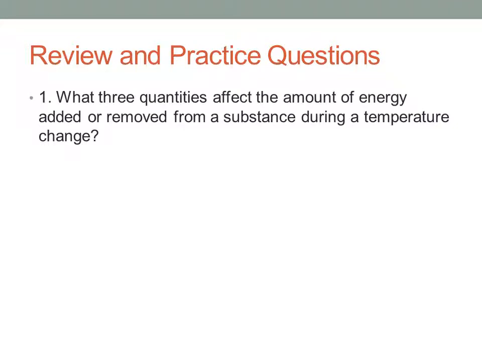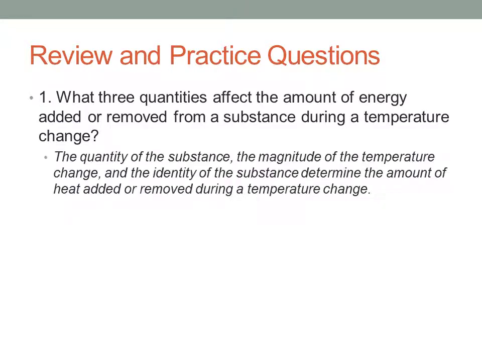Question 1. What 3 quantities affect the amount of energy added or removed from a substance during a temperature change? The quantities are the quantity of the substance, the magnitude of the temperature change, and the identity of the substance. These are what determine the amount of heat added or removed during a temperature change.